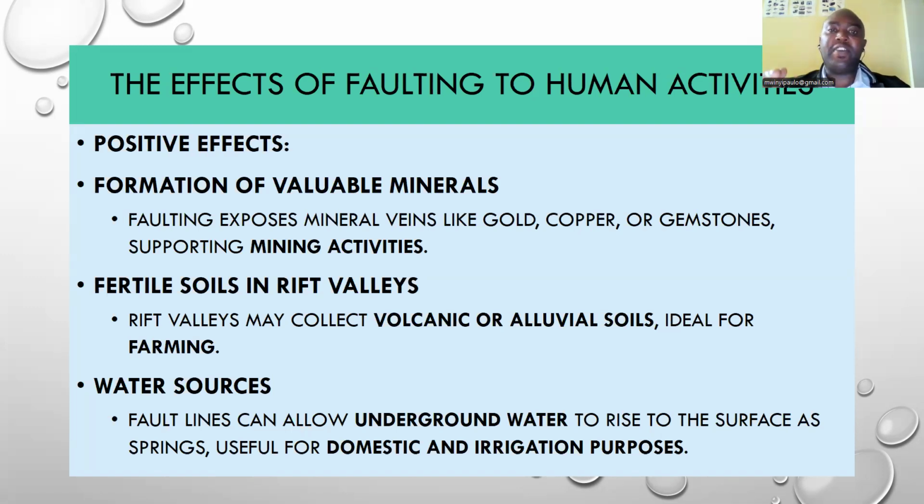The second positive effect of faulting to human activities is fertile soils in the rift valleys. Rift valleys may collect volcanic or alluvial soils, which happen to be ideal for farming. Another positive effect of faulting to human activities is water sources, whereby fault lines can allow underground water to rise to the surface as springs, which is very useful for domestic and for irrigation purposes.